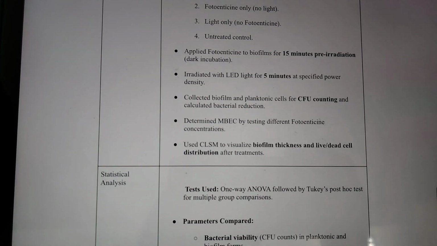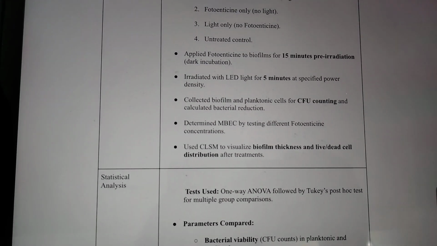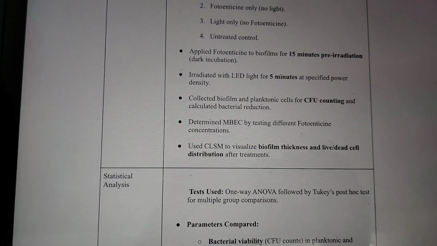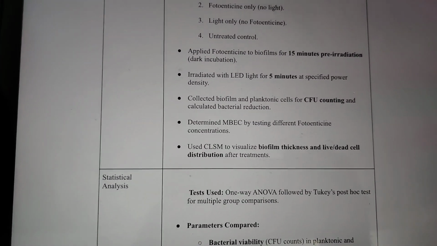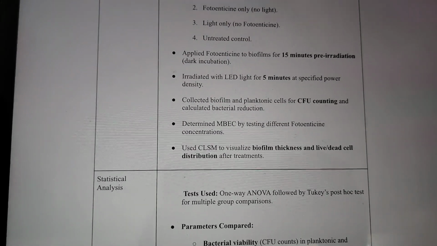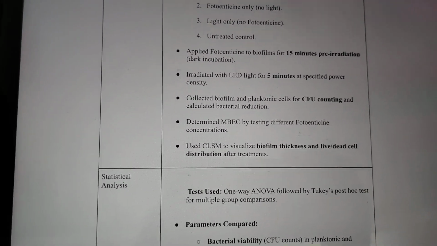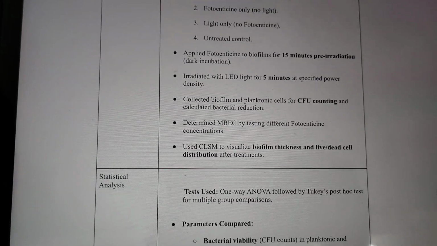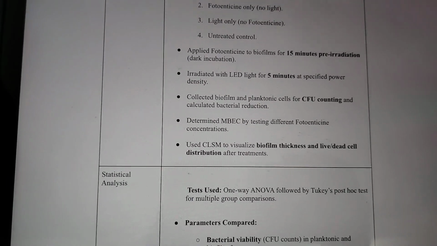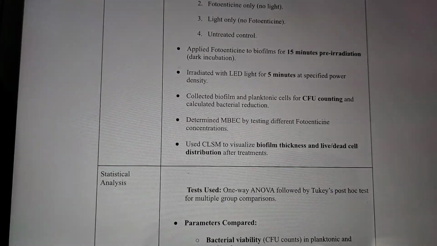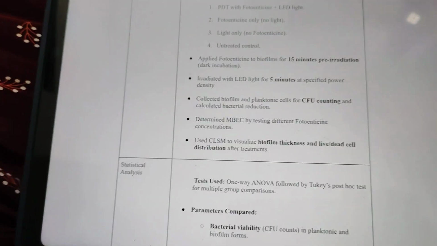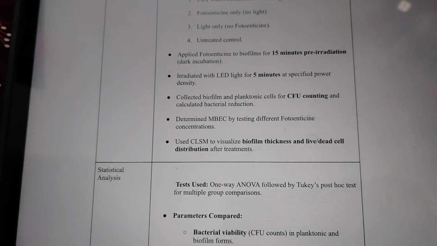Applied photoenticin to biofilms for 15 minutes pre-irradiation, irradiated with LED light for 5 minutes at specific power density, collected biofilm and planktonic cells for CFU counting and calculated bacterial reduction, determined MBEC by testing different photoenticin concentrations, used CLSM to visualize biofilm thickness and live dead cell distribution after treatments.